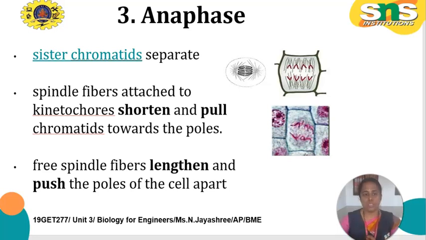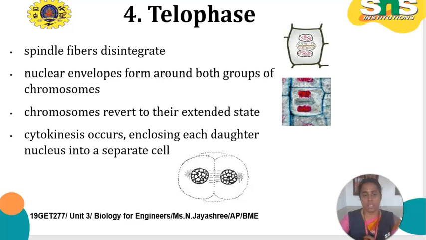Next one is telophase. Telophase is nothing but the reverse operation of prophase. In prophase, the spindle fiber is formed, chromosomes are formed and the nucleus disappears. The nuclear membrane disappears. Whereas here, the spindle fibers disintegrate and the nuclear envelope forms around both groups of chromosomes.